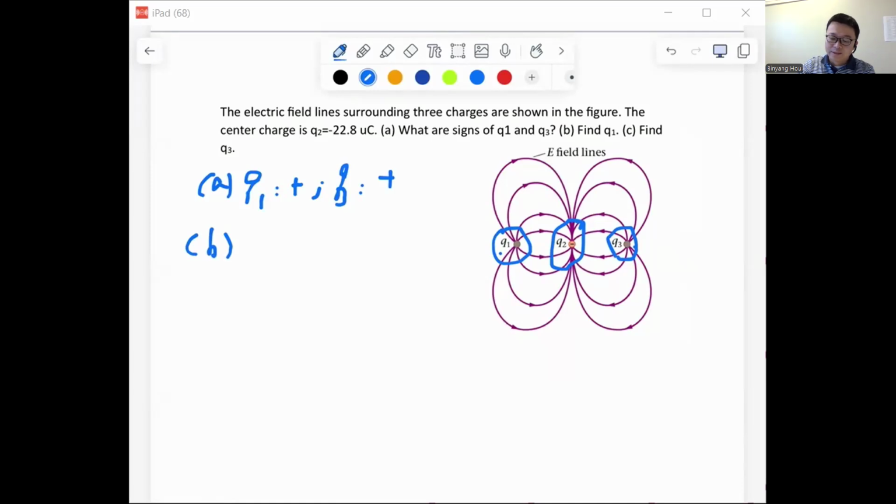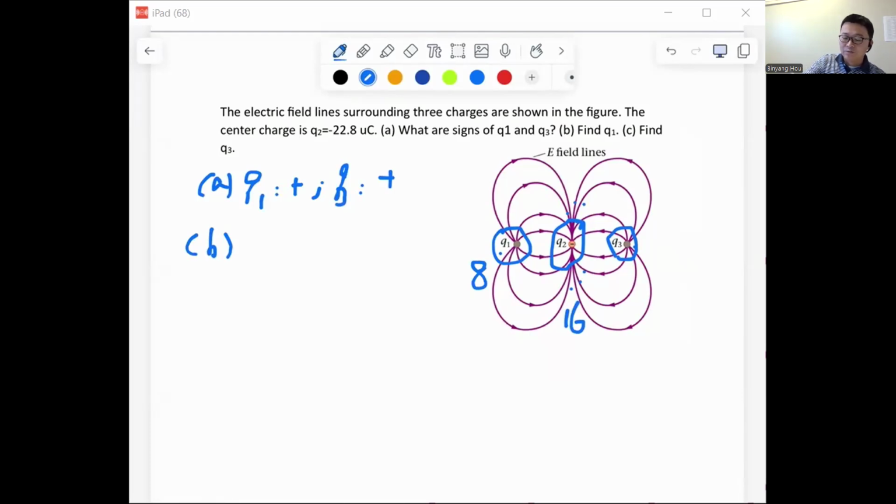So there's 8 field lines there. On Q2, there's 1, 2, 3, 4, 5, 6, 7, 8 on the left-hand side, and then also 1, 2, 3, 4, 5, 6, 7, 8 on the other side. So total is 16. Okay. So that means Q2 is twice the charge of Q1.